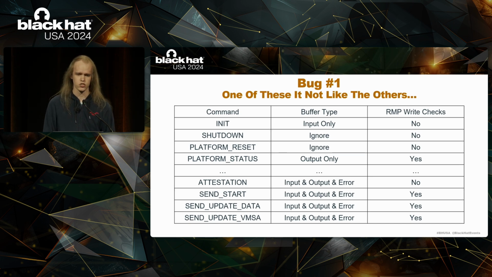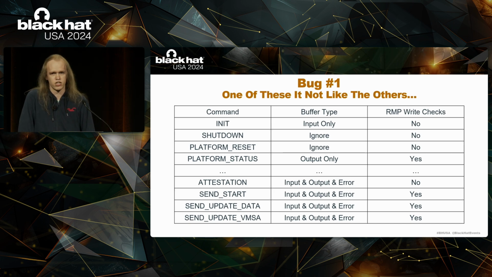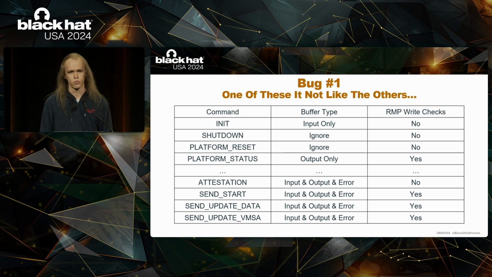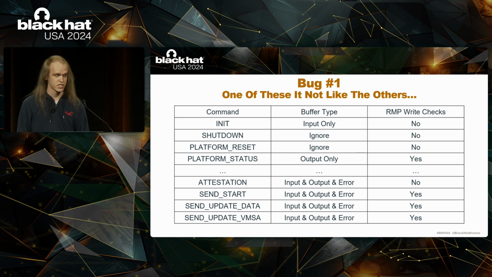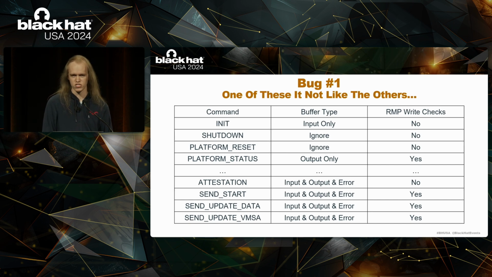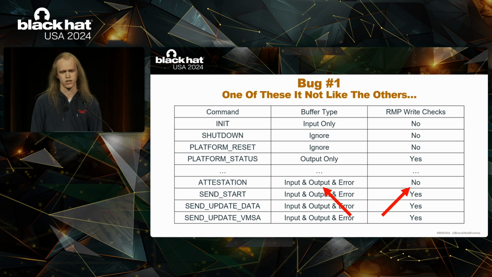But for example, the platform status command only writes back an output. It obviously writes back the status of the platform. And so because the firmware is now doing writes, it needs to check the RMP to make sure that the firmware is actually allowed to do that. And so this is all very nice and well and works quite good for most of the commands. However, if you look at this table, there is one exception to this rule, which is that for some reason, the attestation command doesn't do RMP write checks. The table just says false there. However, the attestation command still writes back an output. I'm not quite sure why this is. My guess is either it's a typo or a copy-paste mistake, but either way, let's look at what we can do with that.